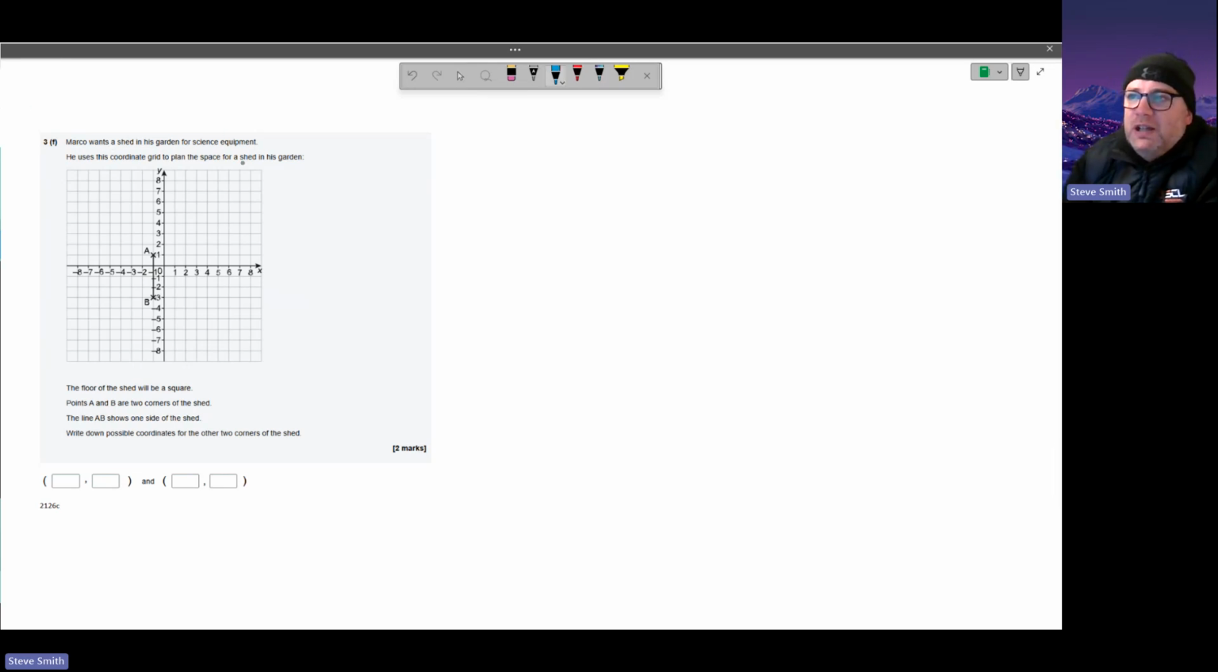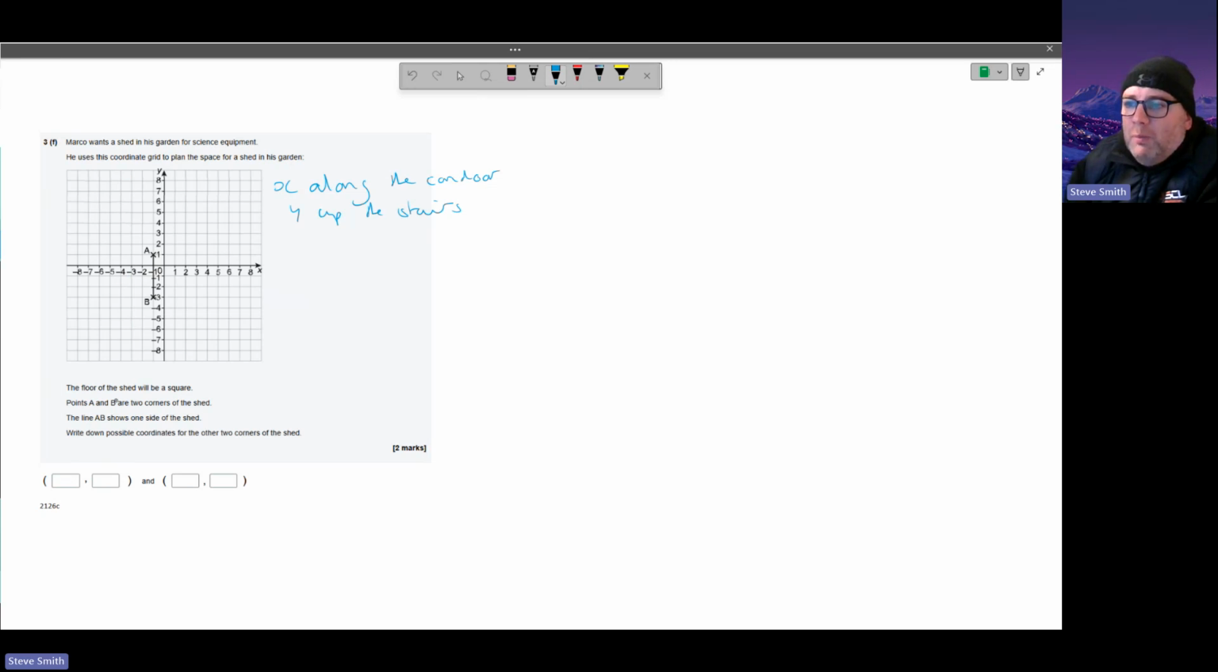Marco wants a shed in his garden for the science equipment. He uses this coordinate grid to plan the space for the shed in his garden. Amazing. The floor of the shed will be square. The points A and B are 2 corners of the shed. A and B, we can see them here. Quite comfortable. Well, this has got X and Y, so we don't need to worry about along the corridor. But I will write it: along the corridor, up the stairs. Okay, so we know it's going to be the X number followed by the Y number.